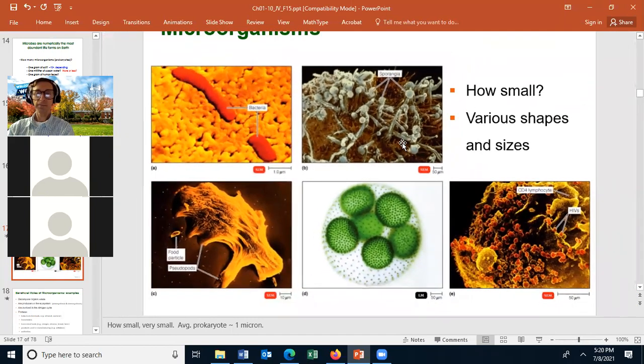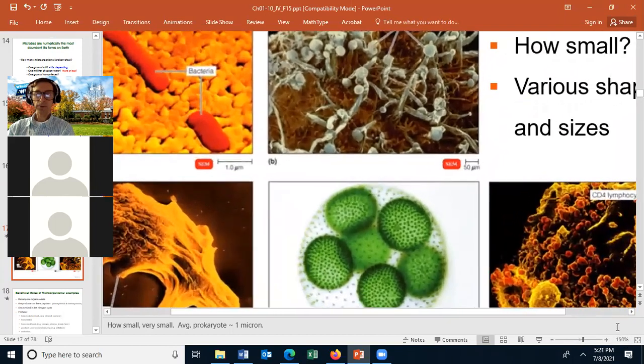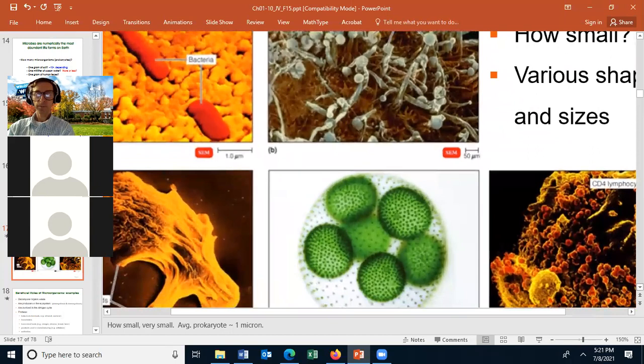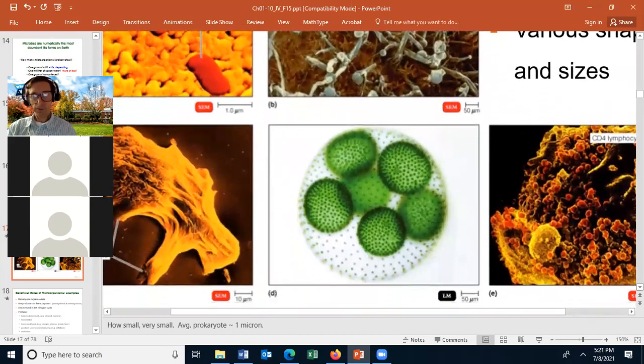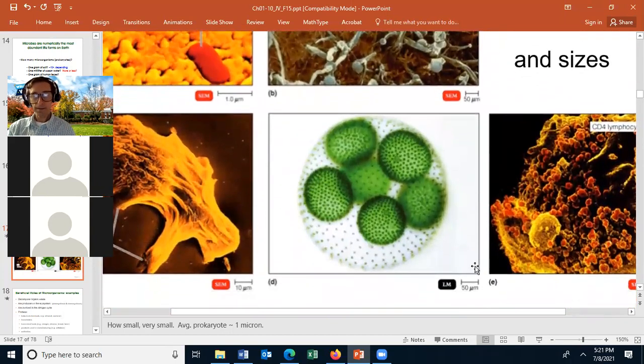This is a fungus. That looks like a white blood cell, and that's forming a pseudopod right there. This is Volvox, which is actually a colonial microorganism. It is an algae, so it is a eukaryote, and it is green. And actually these little things here, that's a baby colony inside the parent colony, which is this thing here, which is sort of green.